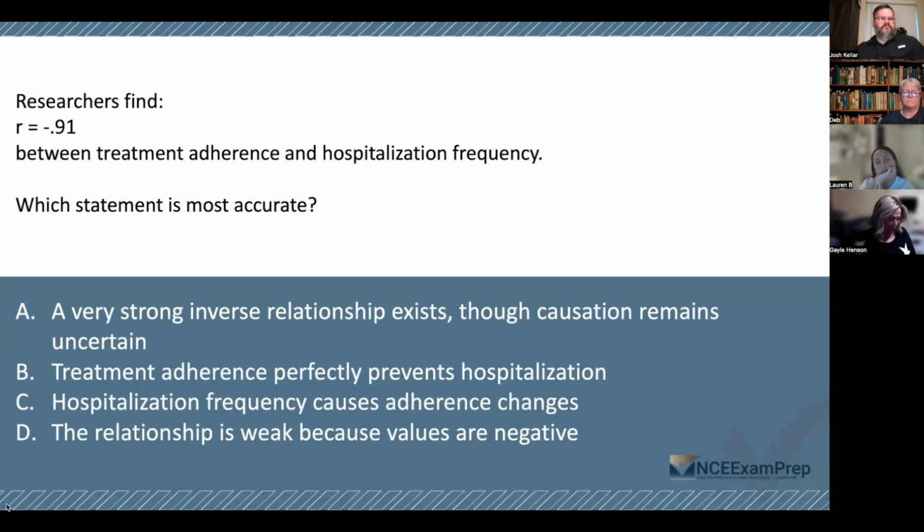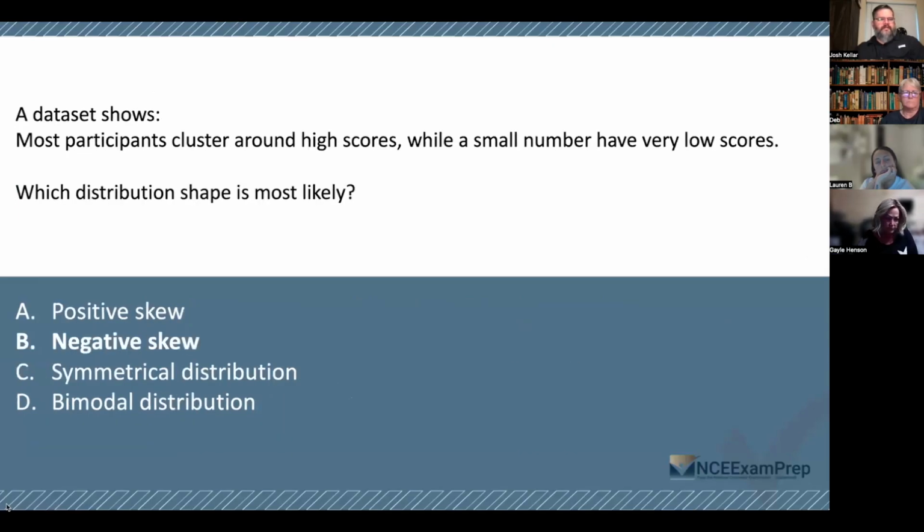That'd be negative skew. Okay, so most participants cluster around the high scores, and being as though that's on the right, the tail is going to come down on the left, which makes it negative. Yes, that's correct. Here, let me show you the chart one more time.